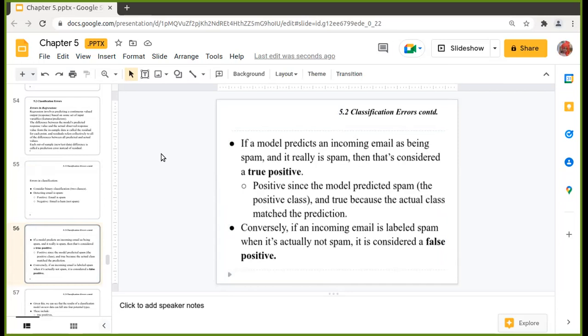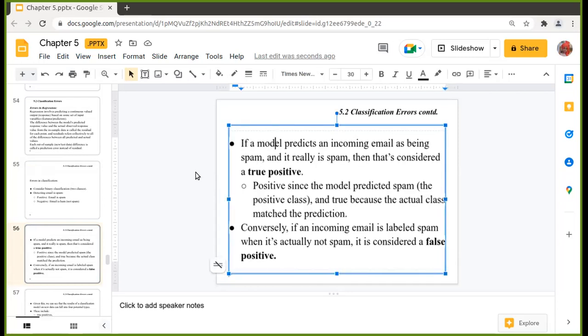So here, if a model predicts an incoming email as being spam, and it is really spam, then that is considered as a true positive. True positive means that my email is spam, and my model is also predicting that this is a spam email. Then this case will be called a true positive.